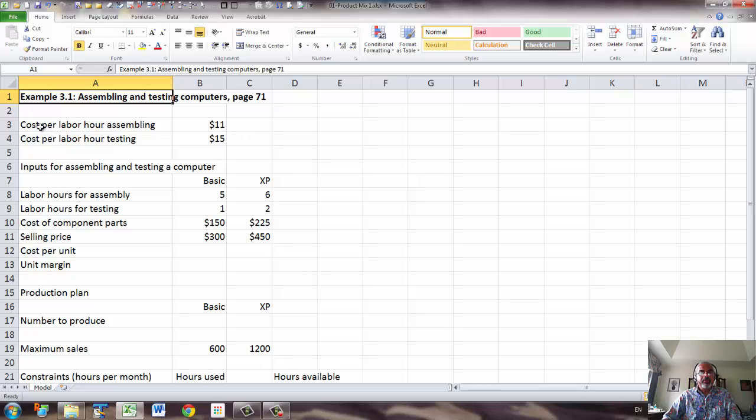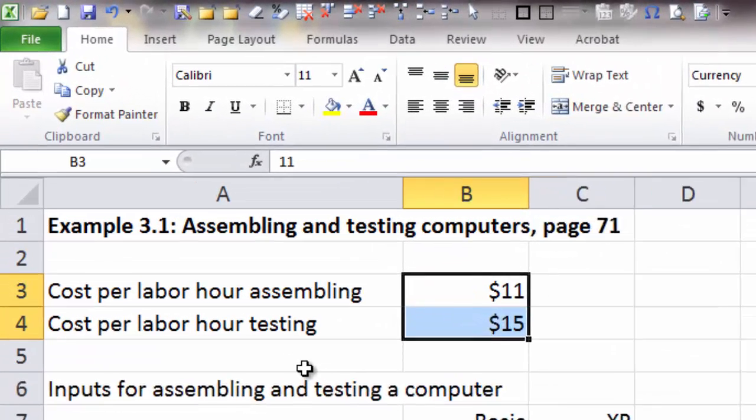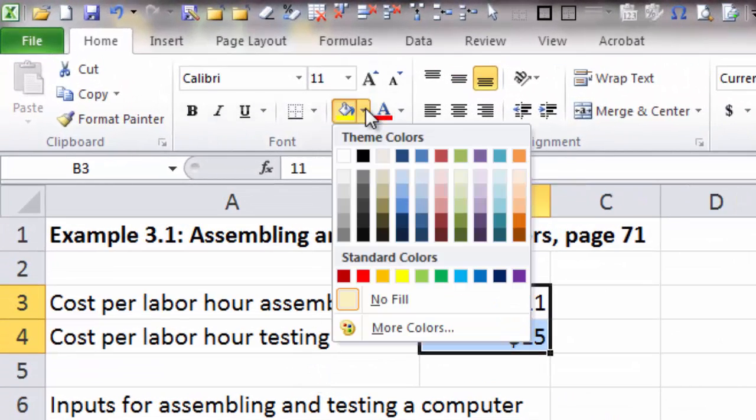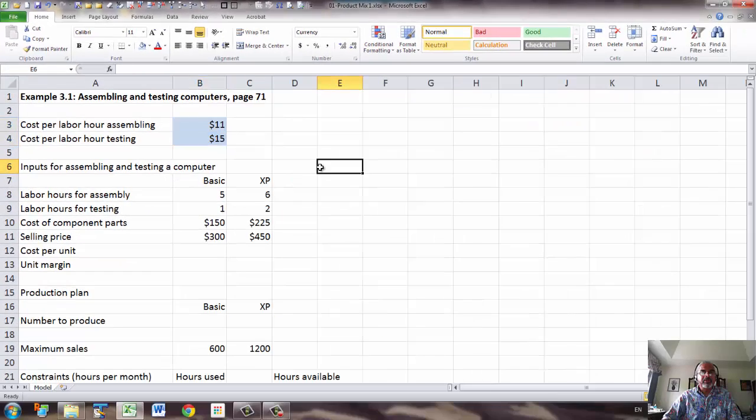Okay, so we are given the cost of labor, assembly labor cost. All the inputs I'm going to use that background. And then labor hours needed: 5 hours and 6 hours for the two models, and testing 1 hour and 2 hours. We used this in the graphical method. Now we have the cost of component and selling price. We used the unit margin of $80 and $129 in the graphical method.